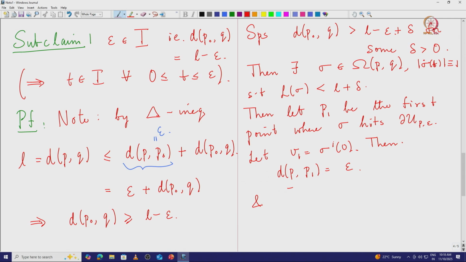So the distance from P to P1 is epsilon, and P1 is equal to the exponential at P of epsilon 1 times V1, where epsilon 1 will of course be bigger than or equal to epsilon, because sigma is a curve connecting P to P1, and the distance between P and P1 is epsilon. So the length of the part of sigma between 0 and epsilon 1 should be bigger than epsilon.